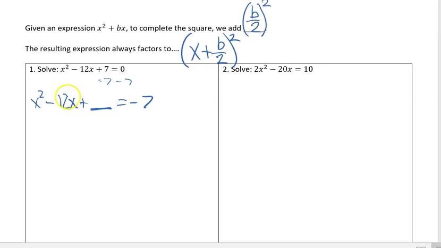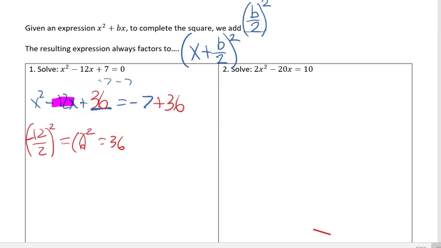Okay, so my middle term is negative 12, right? So 12 divided by 2, and the negative is not going to matter because we're squaring it. So negative 12 divided by 2 would be negative 6, but we square it and we end up with a positive. And that's going to equal 6 squared, which is 36. So that means I'm going to add 36, but I have to do the same thing to both sides. So I add 36 on both sides.